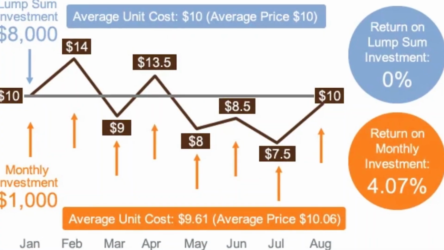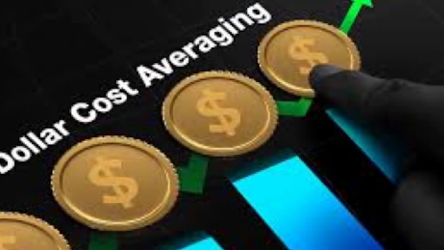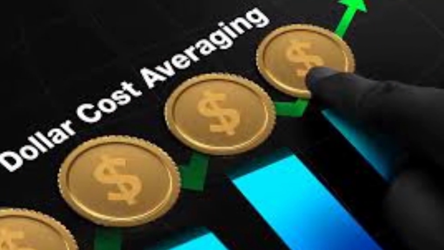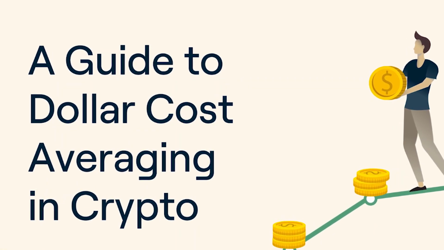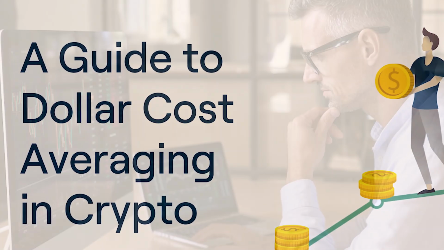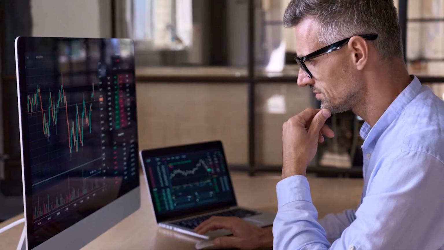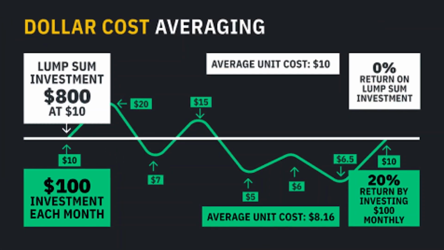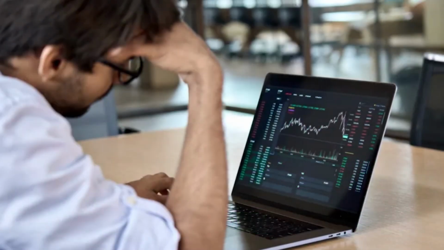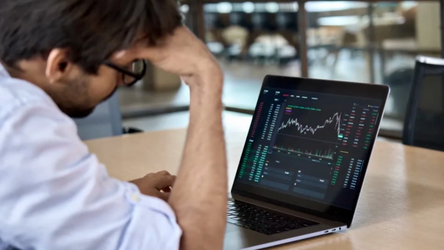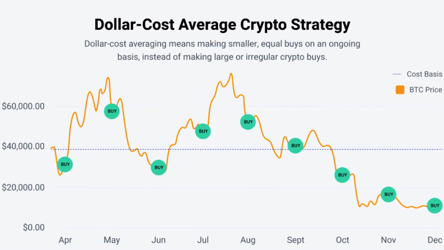Let's walk through a real example. Imagine you invest $100 every week in Ethereum for 8 weeks. In week 1, the price is $2,000, so you get 0.05 ETH. In week 2, the price drops to $1,800, so your $100 gets you 0.0555 ETH. In week 3, it rises to $2,100, so you get 0.0476 ETH, and so on.